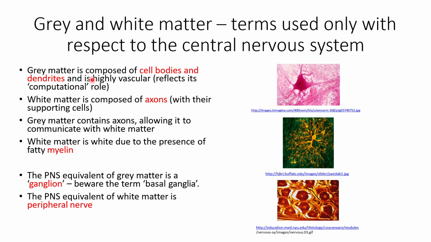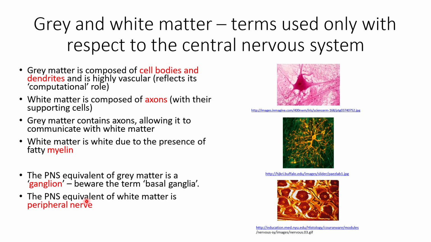Now, some of these terms have equivalents in the peripheral nervous system. So the peripheral nervous system equivalent of grey matter is a ganglion. So the term ganglion is used to refer to a collection of cell bodies in the peripheral nervous system. However, beware of the term basal ganglia, which once again is one of these archaic, old-fashioned terms introduced before the terminology was standardized. And the basal ganglia are central nervous system structures. They are not elements of the peripheral nervous system. And the peripheral nervous system equivalent of white matter is peripheral nerve. So, for example, the ulnar nerve could be thought of as the equivalent of an area of white matter within the central nervous system.